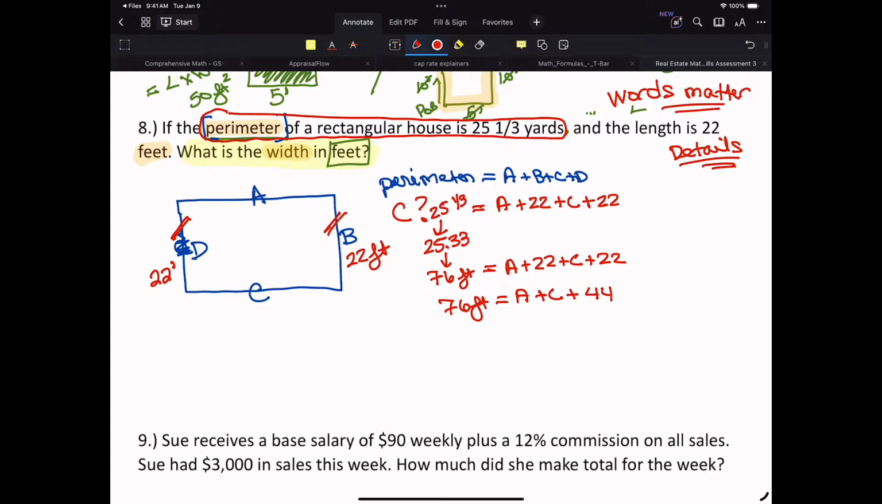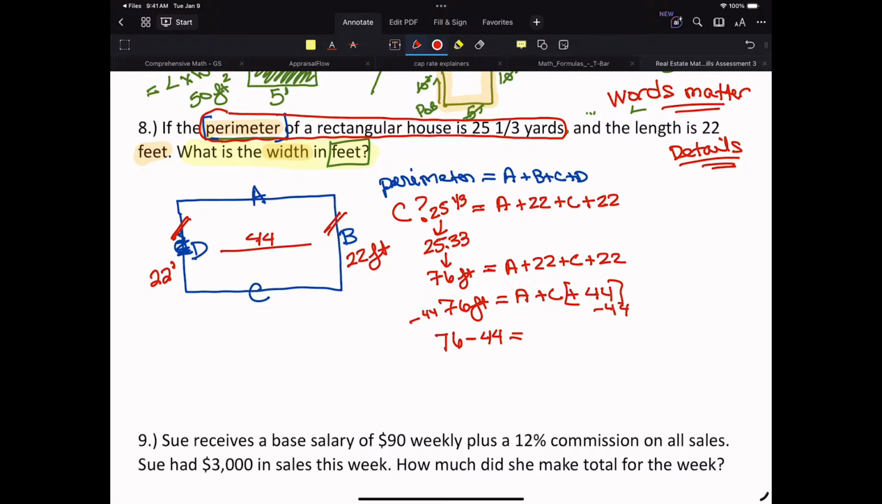Does that make sense? A plus C, the A plus C plus 44 is equal to 76. All right? Now, this is where I just want you to think about what it is that we're doing. If this is 22 feet and this is 22 feet, altogether these two account for 44 of the 76 feet. So if I take the 76 and I subtract out the 44, I got to get rid of this 44, I got to subtract 44.